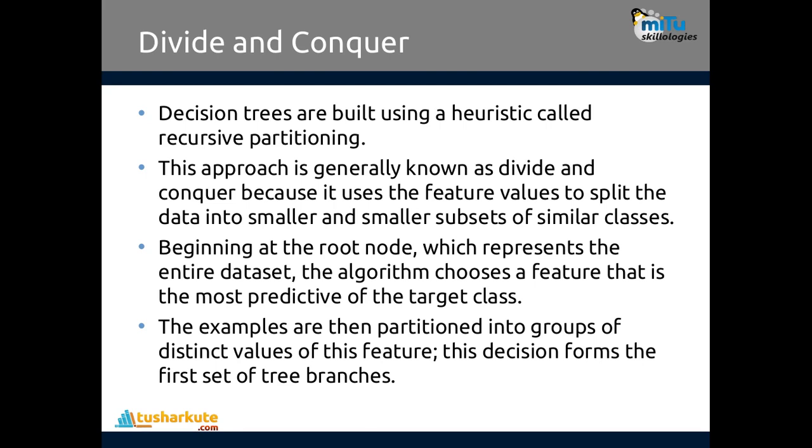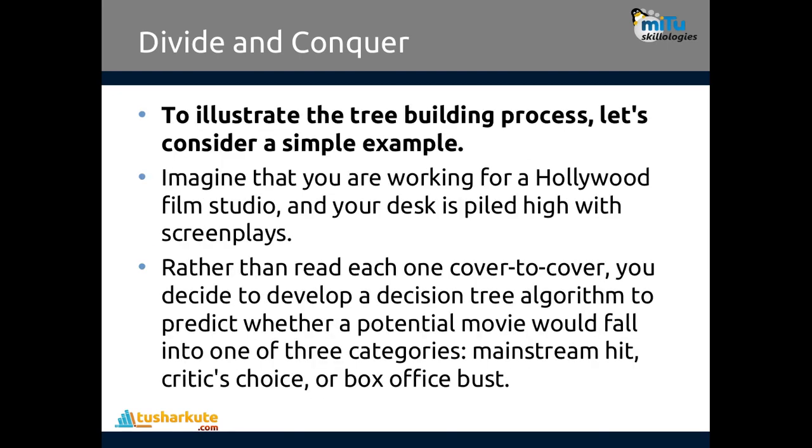You might have heard this name in algorithm design. This approach is called divide and conquer because every time it uses one feature value, and based on that we split. Next feature split, next feature split, in this way these operations are done. Beginning at the root node, which represents the entire data set, the algorithm chooses the feature that is the most predictive of the target class, and then goes on using a number of features multiple times. At the end we are going to have the final decision created there.